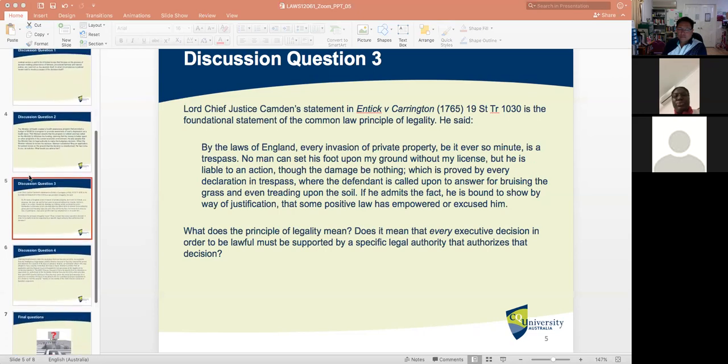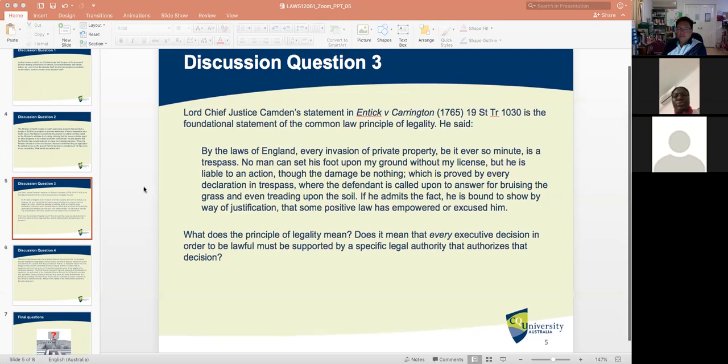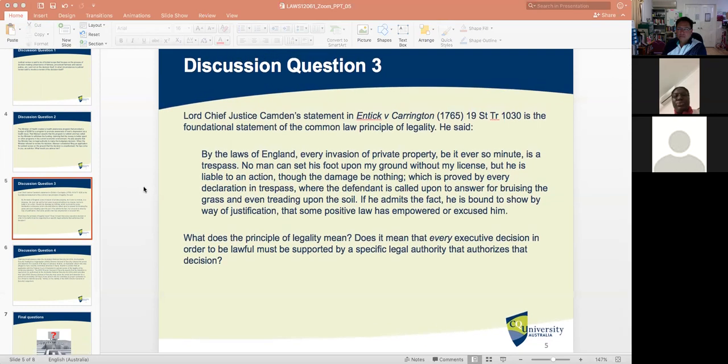I said the principle of legality is a principle of common law to control government decision-making and action. It is a safeguard against government interference with common law rights and freedoms. It raises a presumption that government does not wish to interfere with common law rights and freedoms except by clear and unequivocal intent. So my answer is no, it does not mean that every executive decision, in order to be lawful, must be supported by a specific legal authority that authorizes that decision.